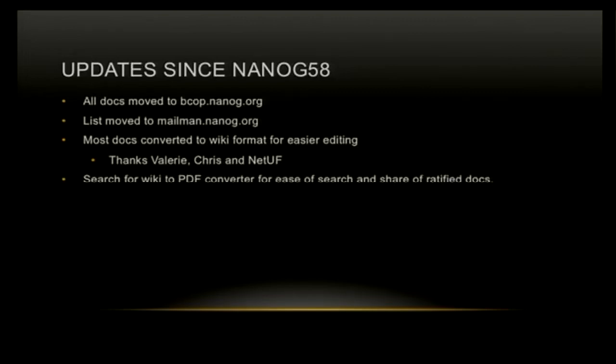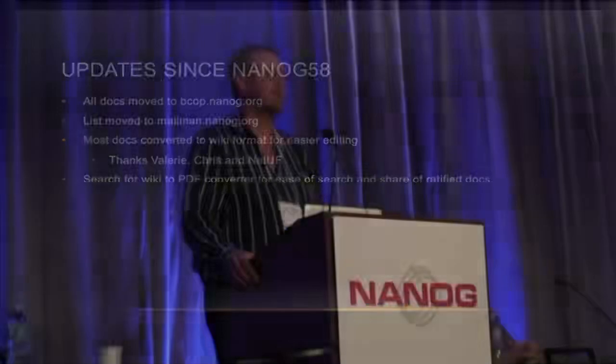And I know there's also a search in progress for a nice, easy wiki to PDF converter so that we can hand off these documents in a nice way for the global internet to actually search these and see the ratified version of documents in an easier format. In other words, the wiki is intended for the people who are actively working on them, and some sort of easily searchable PDF is for people who are actually reading them.